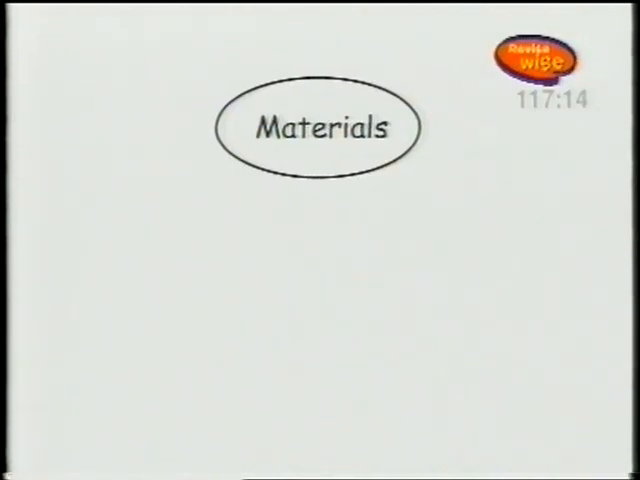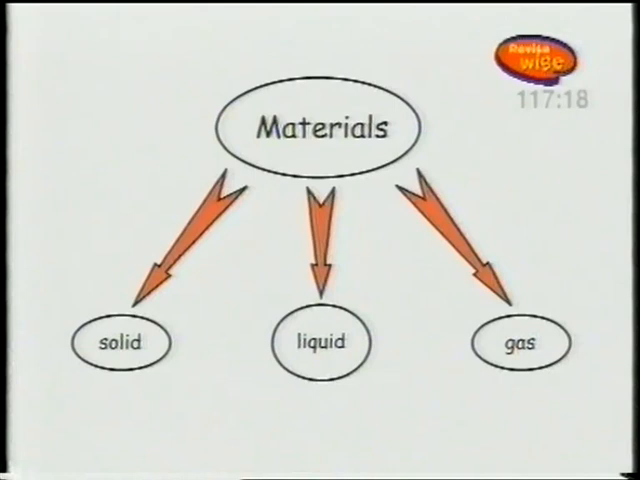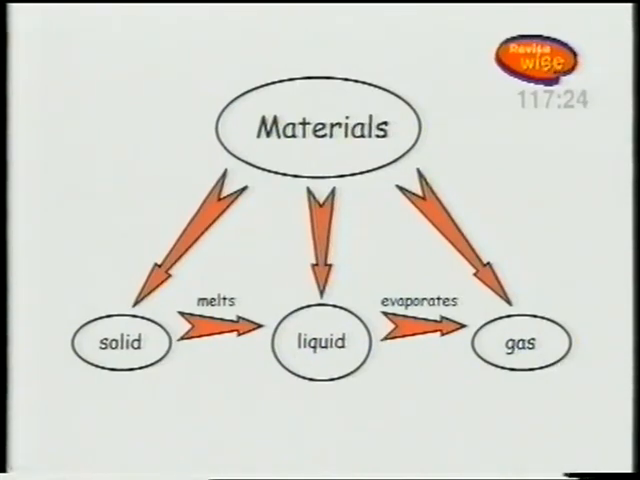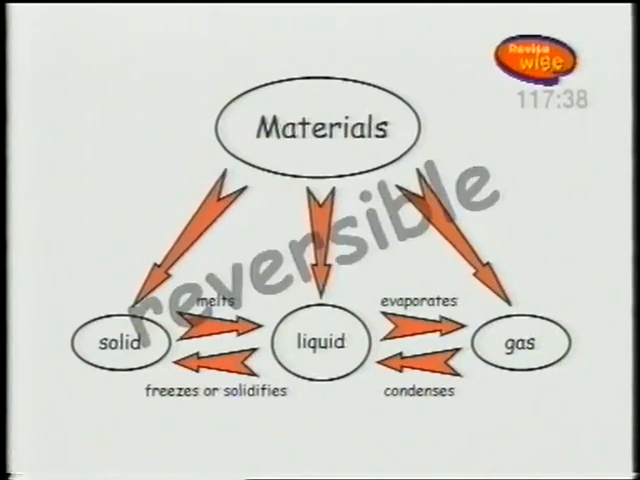So now it's time to check what keywords we've got to put in the memory bank. Materials can be in three states: solid, liquid, and gas. A solid melts to become a liquid. A liquid evaporates to become gas. A gas condenses to become liquid. A liquid freezes or solidifies to become solid. These changes can happen again and again. No new materials are made, they are reversible.